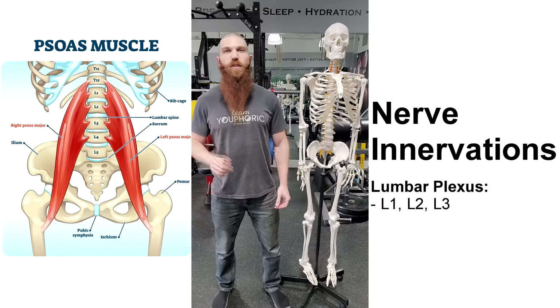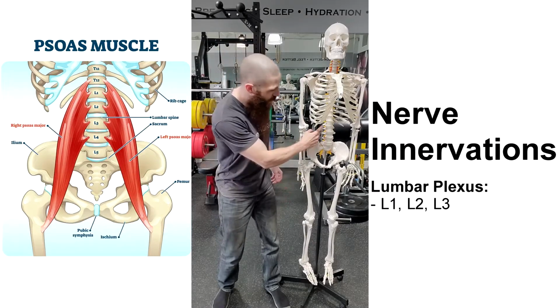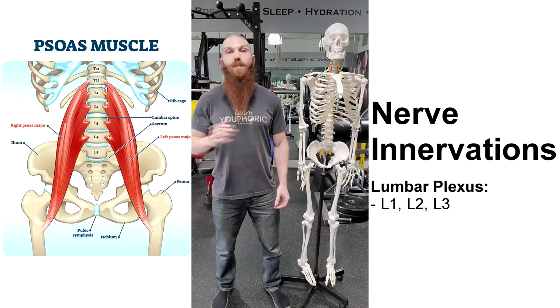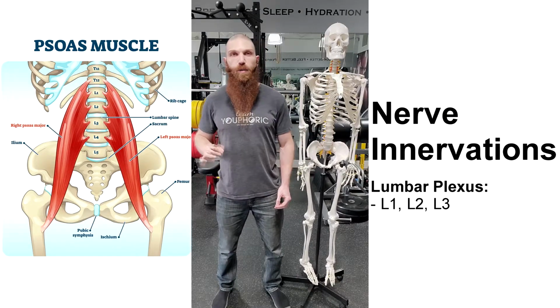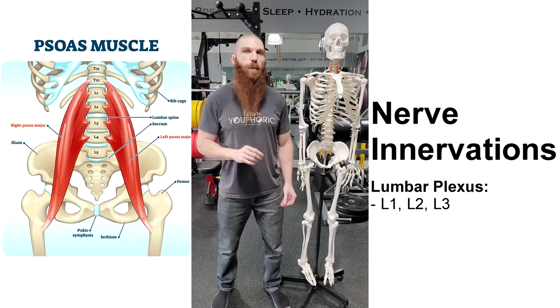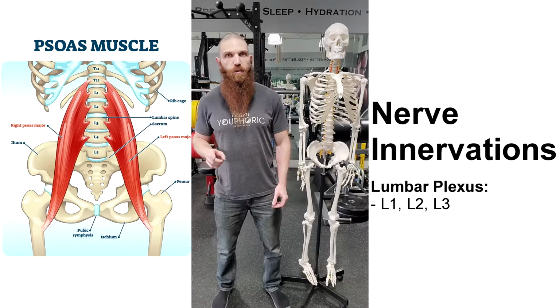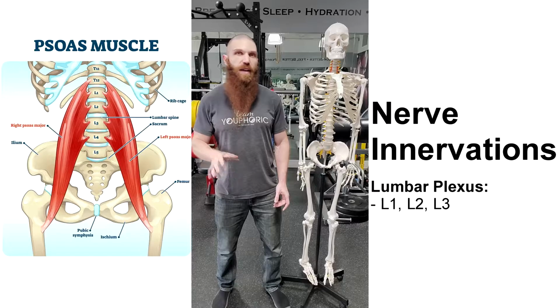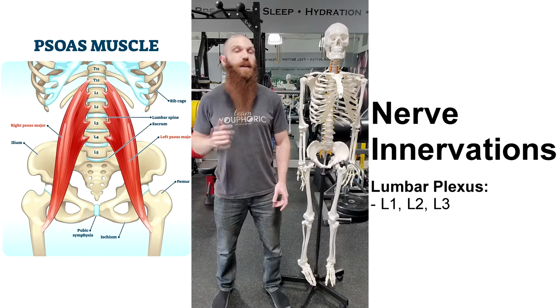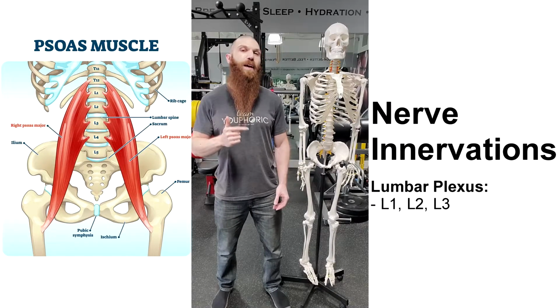The psoas major is innervated by the lumbar plexus, which is these yellow little things sticking out from the vertebrae, and specifically it's going to be the L1, L2, and L3 nerve roots. So the reason this is going to be very important is because on Sunday when we do the ELDOA exercises, we're going to want to do the ELDOA exercises that are around the L1, L2, and 3. So we're going to take you through the L1, L2 ELDOA and the L2, L3 ELDOA.